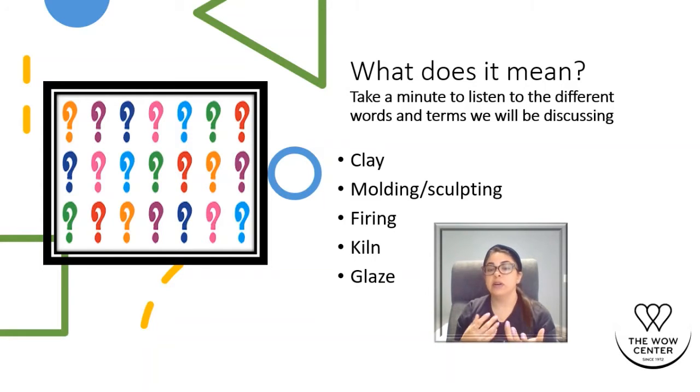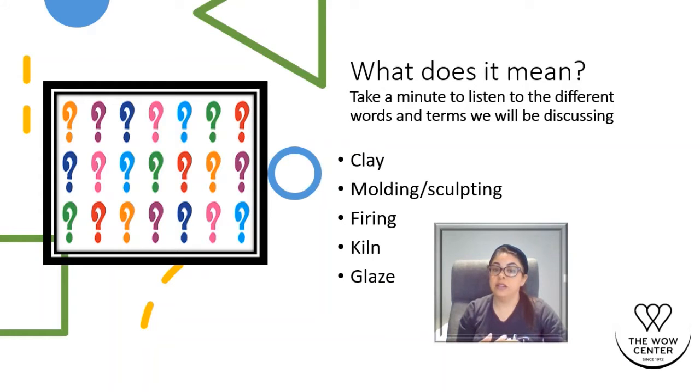First we're going to talk about clay, which is the material that we use to make our ceramic pieces. We're going to talk about molding and sculpting, which is the process that we use to mold or shape whatever we're trying to make. Sometimes in our class we use cookie cutters to make our ceramic flower bouquet. Sometimes we use molds to make more complex things like a vase or a mug.